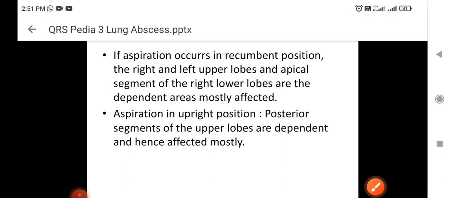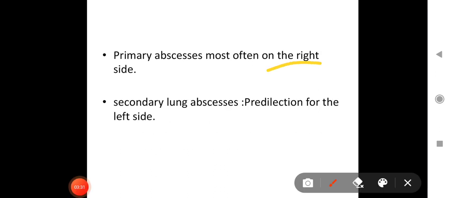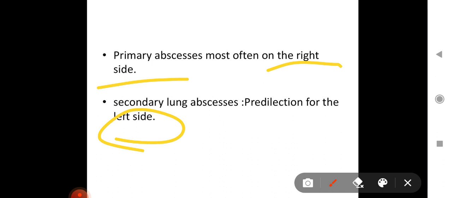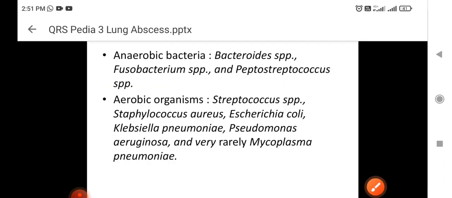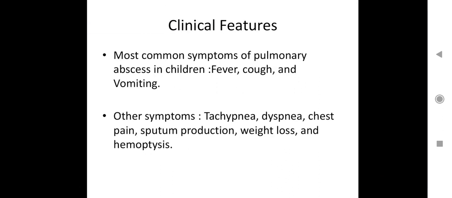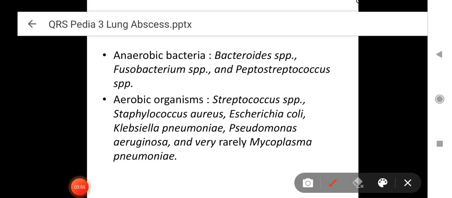Okay. So next, primary abscesses are most often on the right side, and secondary abscesses have a predilection for the left side. Primary abscesses are mostly due to aspiration cases, and aspiration usually occurs on the right side of the lung, and secondary lung abscesses are commonly seen on the left lung. Now we will go through the causative agents of lung abscess.